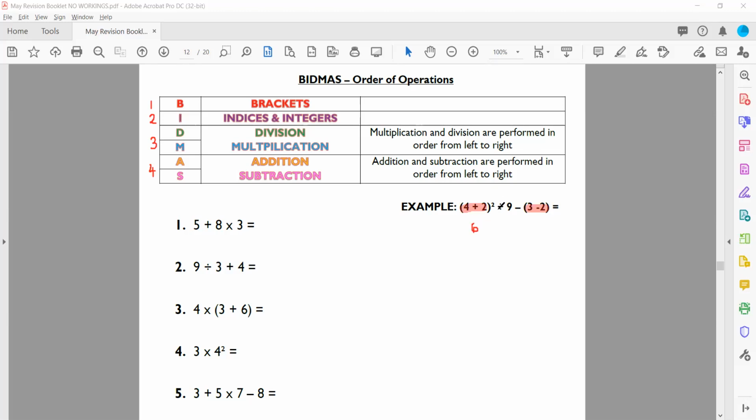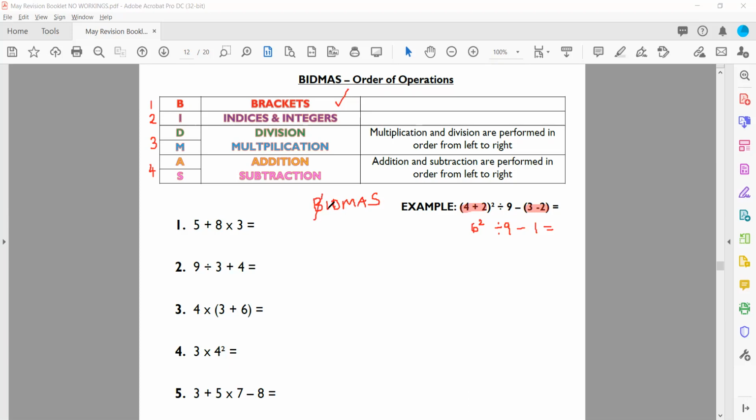And I'm going to rewrite the sum, okay? Because each time I take a step, I'm going to rewrite the sum because it keeps my workings organized and means I won't miss a step. So this becomes 6, and everything inside that bracket was squared, divided by 9, minus, and inside this second set of brackets here, I had 3 take away 2, which is 1. So I've dealt with my brackets, tick. And in the test, it doesn't hurt to write BIDMAS down and cross off each thing as it goes.